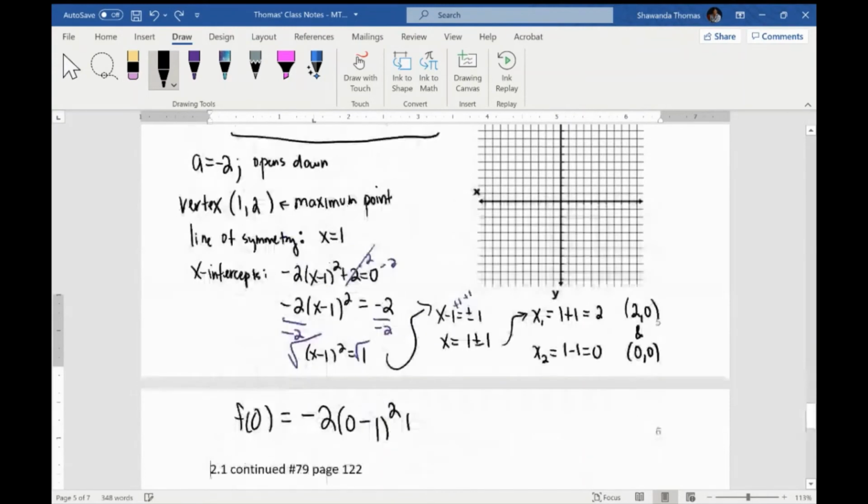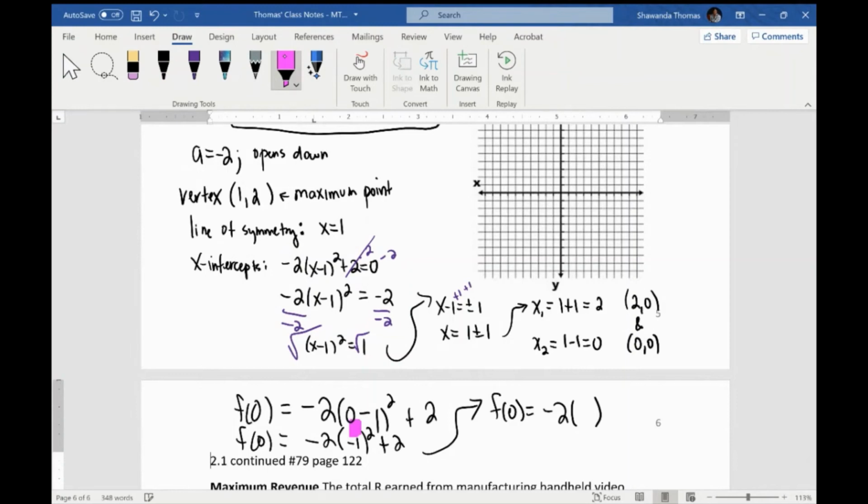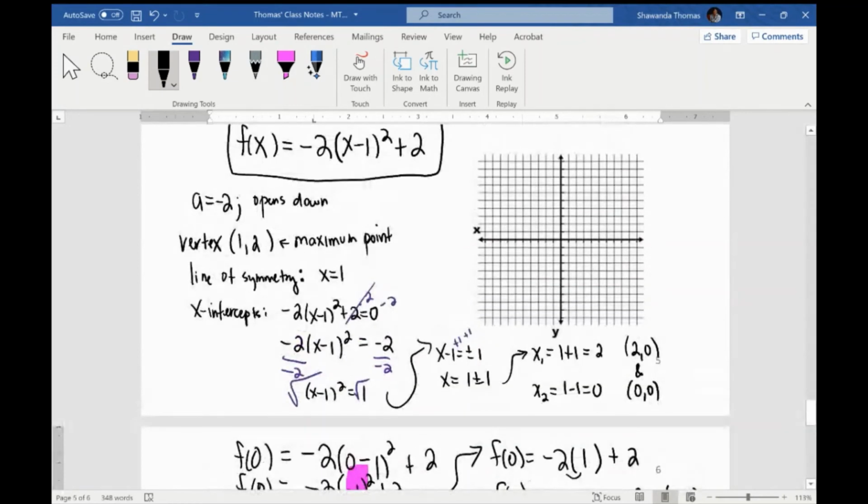So f of 0 equals negative 2 times negative 1 squared plus 2. F of 0 equals negative 2 times a positive 1, because negative 1 squared is a positive 1, plus 2. Negative 2 times 1 is negative 2, plus 2, which is 0. Therefore, our x and y intercept is 0, 0. So that 0, 0 is an x and a y intercept. All right, let's plot it.